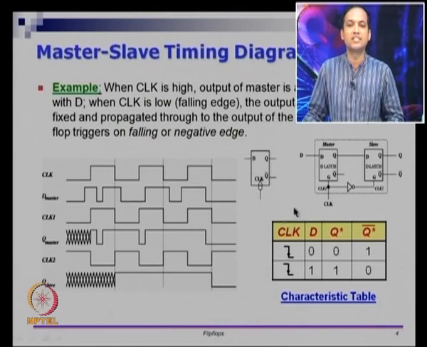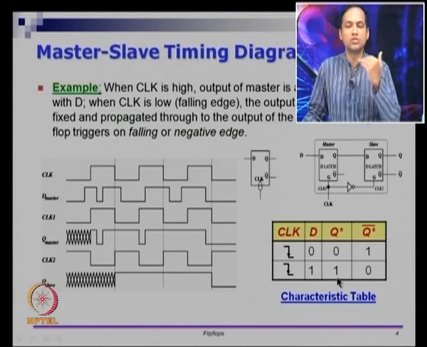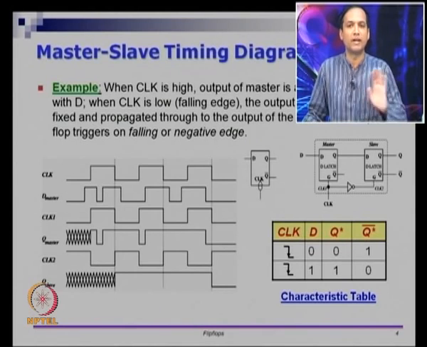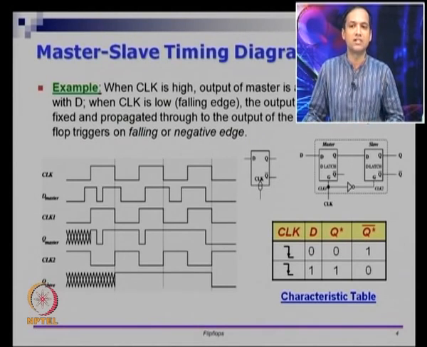So let us look at the characteristic table. This is a CLK signal, we are showing it as a downward going arrow. That means it is a negative edge. So on the negative edge of CLK, if D is 0, Q should be 0 and Q bar should be 1. On the negative edge of the CLK, if D is 1, Q star is 1 and Q star bar is 0. In all the other cases, Q star should just keep the previous value itself. So Q of t should be the same as Q of t minus 1.